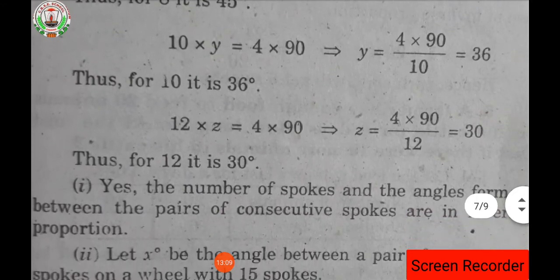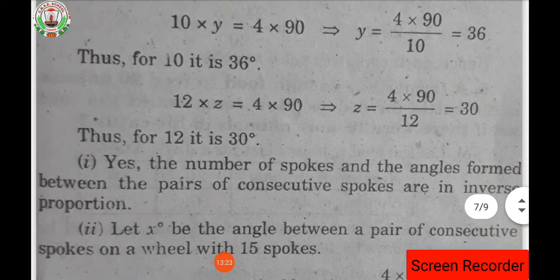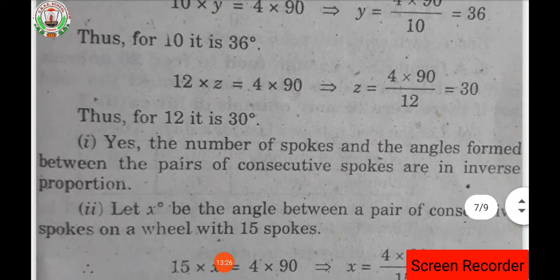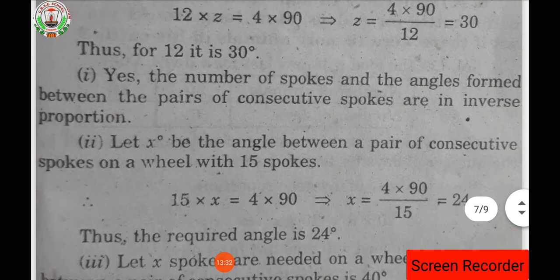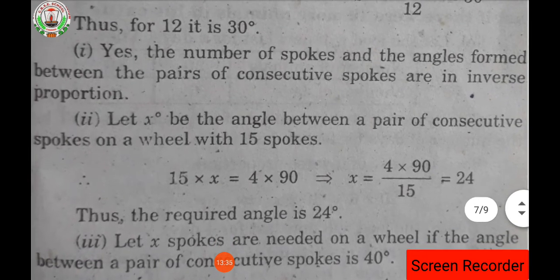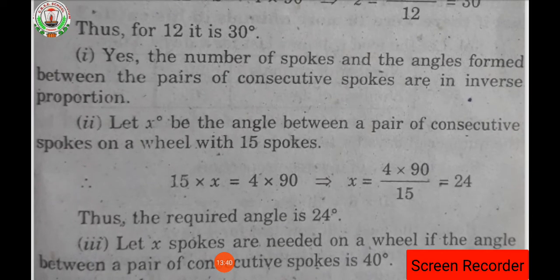Clear everyone? Now, up to here we have found the solutions for the table, the tabular form. Now, three statements are again given in the question. The statement answer is here. This is the answer for question number 3 only, a continuation of the third question. Yes, the number of spokes and the angle formed between a pair of consecutive spokes are in inverse proportion. That means in the statement it is asked whether it is an inverse proportion or not. So here the answer is yes, it is an inverse proportion. Second part of the question asks to calculate the angle between a pair of consecutive spokes on a wheel with 15 spokes.